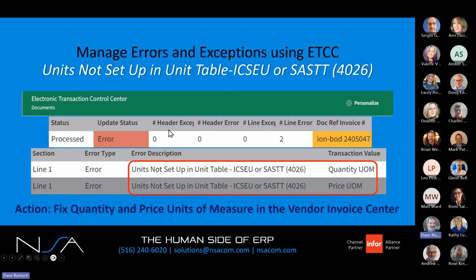Unit of measure errors that you'll see. So I've got 2 line errors here. Again, if I've got a quantity unit of measure and there's pricing unit of measures, I'm going to get the same error twice because they will have sent it in both sections. If they only send in one, I'll just get it on the one. Here, you're going to go into the vendor work center, invoice center, and you're going to fix the quantity and the pricing unit of measures there. So again, you go into your work center, put in the invoice number, and you should be able to find the transaction easily.